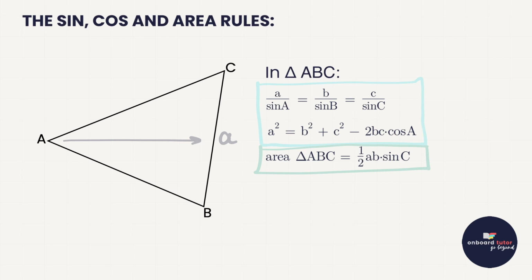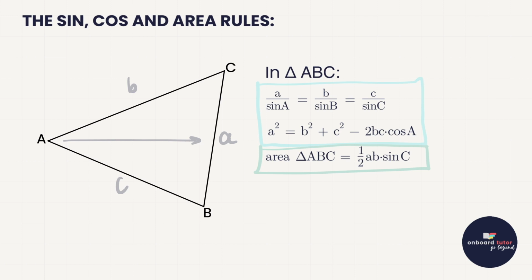Across from vertex B would be small letter b, and across from vertex C would be small letter c. So looking at the sine rule, these are all sides and these are all angles. Same story in the cos rule. The lowercase letters are sides. The uppercase letter is an angle.